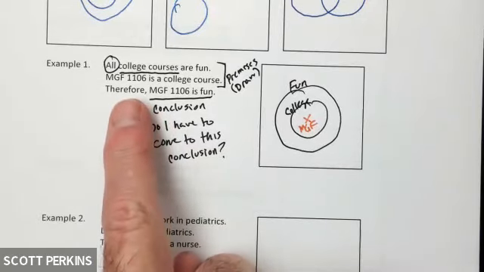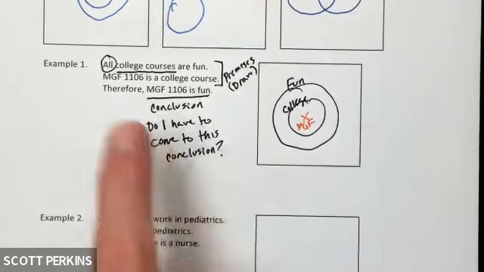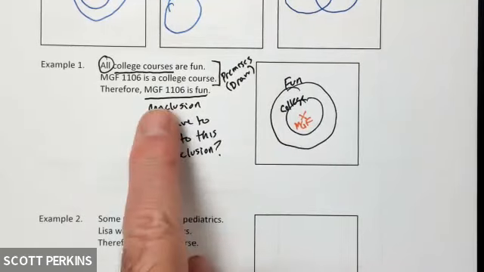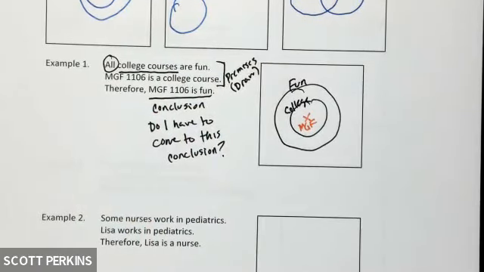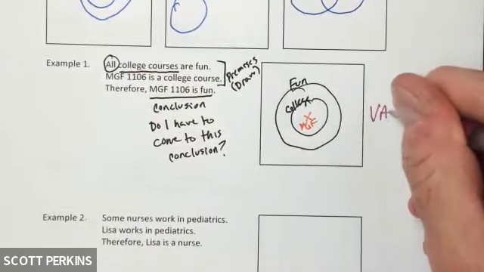So here's the question. Here's the conclusion. According to the picture that I've drawn, does it have to be true that MGF 1106 is fun? Is MGF 1106 in the fun circle? Yes, it is. So this is a valid argument.